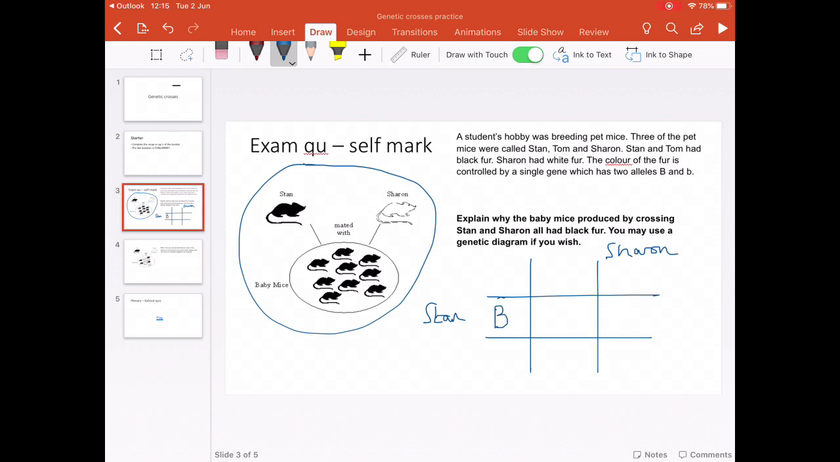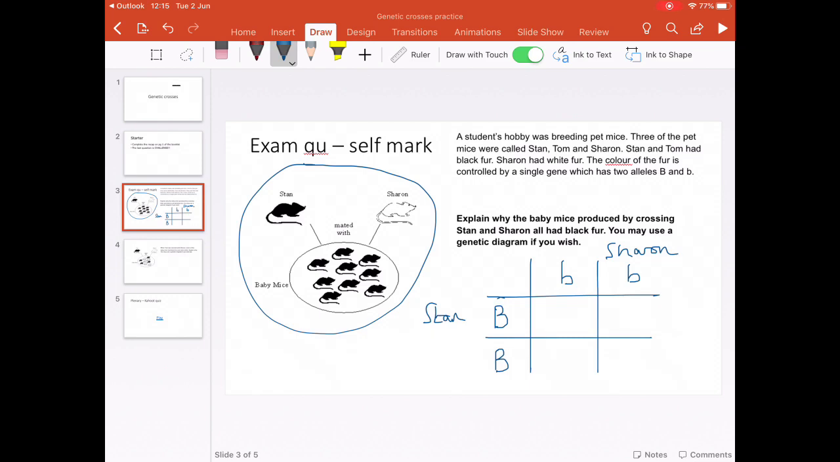And Sharon is white. And the reason why I know that Sharon is therefore a homozygous recessive is because none of the babies are white. And so that tells me that the allele for black fur must be the dominant one, otherwise there would have been some white babies in there. Now, Sharon, she's a homozygous recessive, so she's two little b's. Stan must be homozygous dominant, and again, the reason for that is that there'd be white babies otherwise.